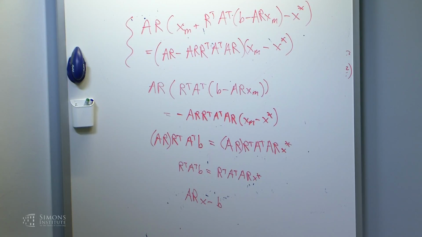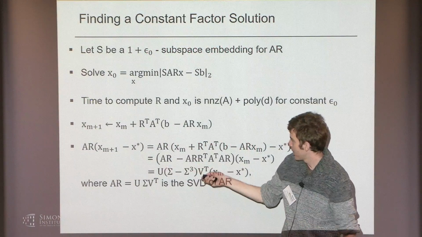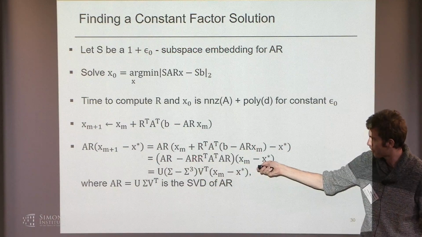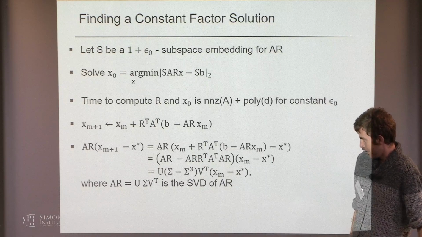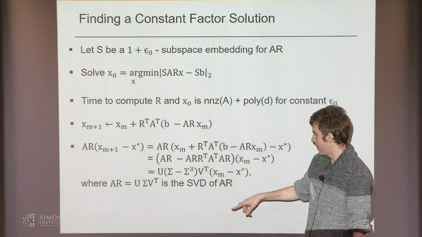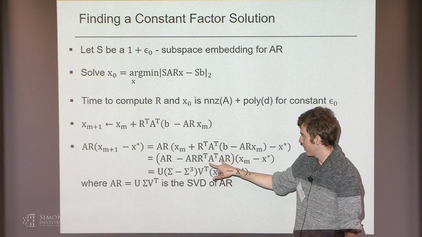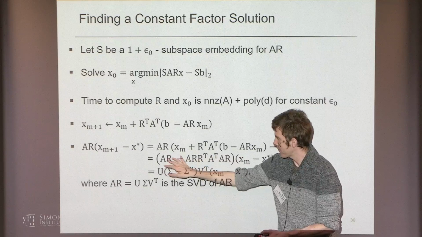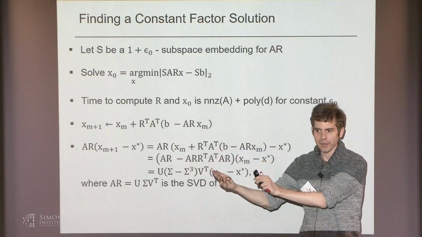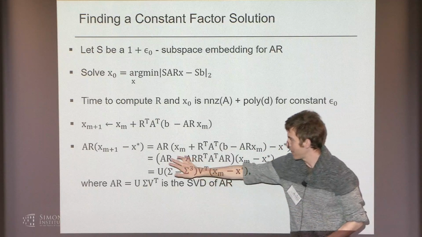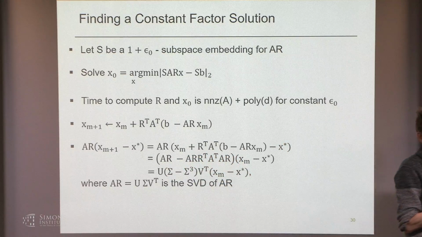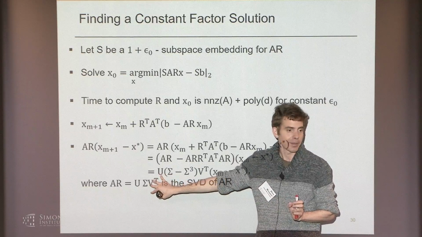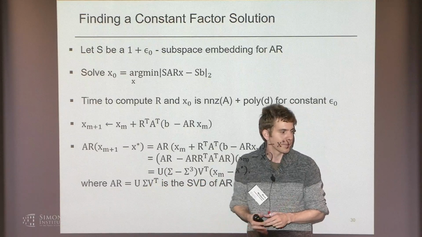Okay, so let's look at this expression, A R minus A R R transpose A transpose A R. Well, what's going on here? So this is like a matrix times its transpose times itself. So it's a matrix minus that matrix times its transpose times itself. So the left and right singular vectors, the U and the V transpose in the SVD, are the same. Is that clear to people?